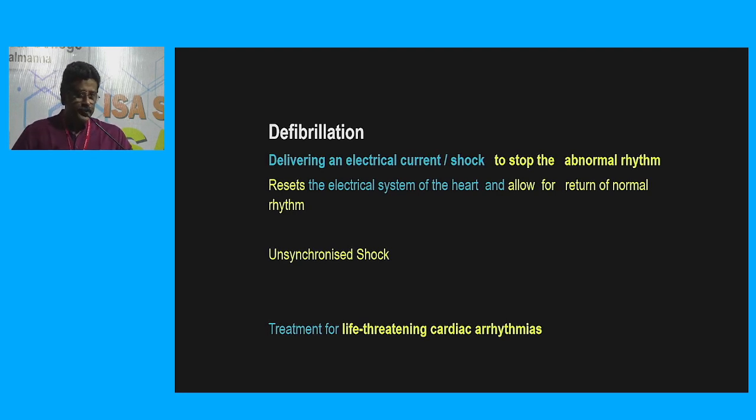Not in synchronization with the cardiac cycle. Okay, not synchronized with the cardiac cycle. So when you give defibrillation, it can fall anywhere on the cardiac cycle. It can fall on P, it can fall on R, it can fall on T. So that is unsynchronized shock.